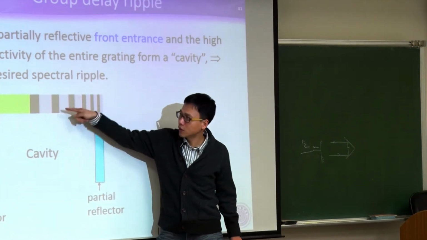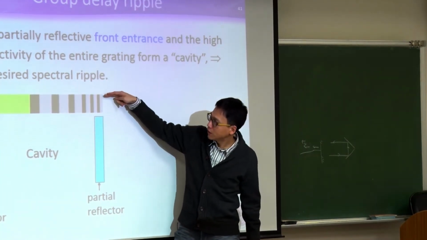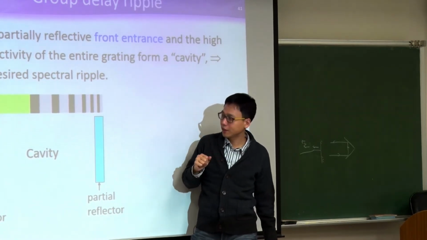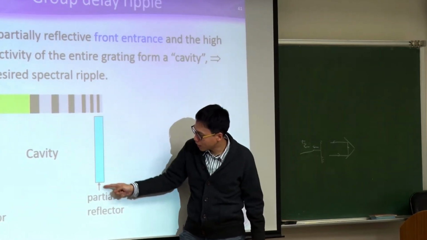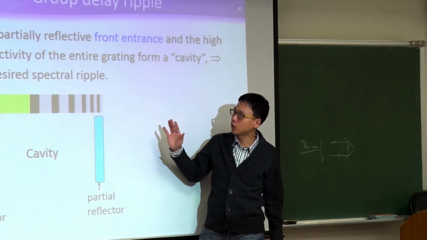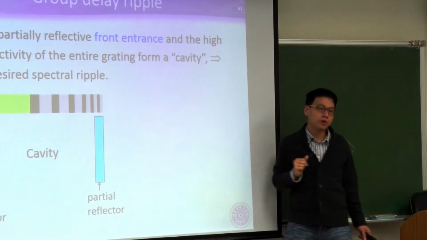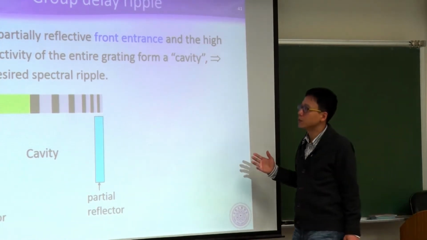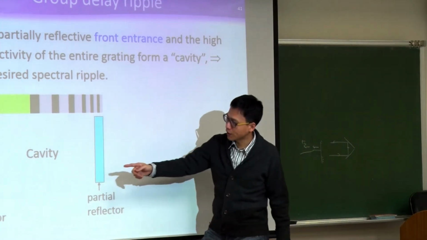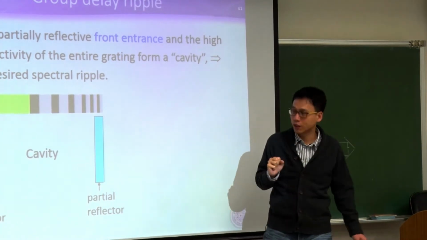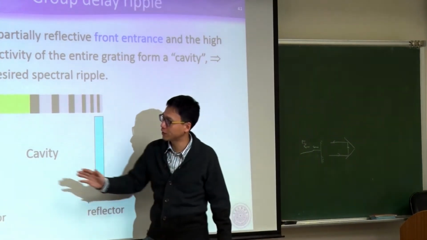So it hits the DBR structure first. There is partial refraction here. Okay? So you can plot a partial refractor here. And the design will ensure all the wavelength components will eventually be refracted. So that means almost 100% refraction by the entire structure. So you can plot a perfect refractor here.